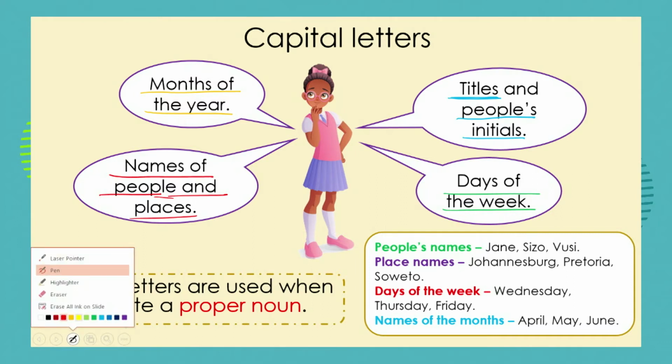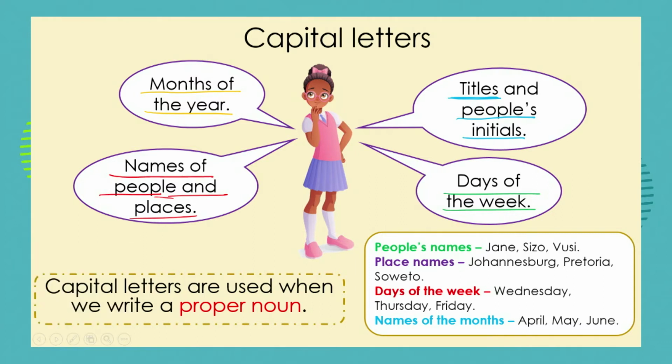Now, let's look at people's names. Can you see we've got 3 different people, and each of these names has a capital letter. Why? Because they are people's names. We have place names such as Johannesburg, Pretoria, and Soweto, and again we can see that they all have capital letters because they name places. Days of the week, like I've said, we have Wednesday, Thursday, and Friday. They all get capital letters. They're all proper nouns.